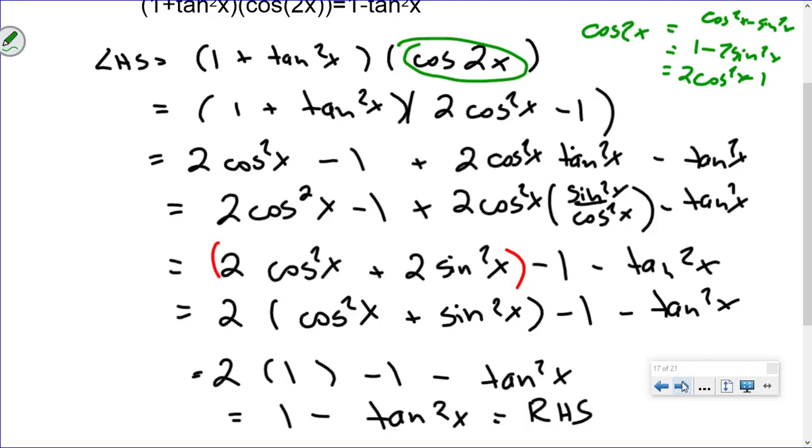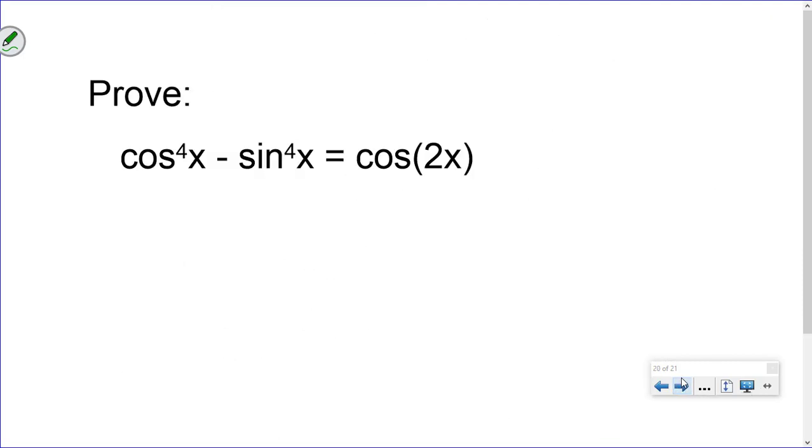A little bit weird, a little confusing. So maybe if we take a look at another one.